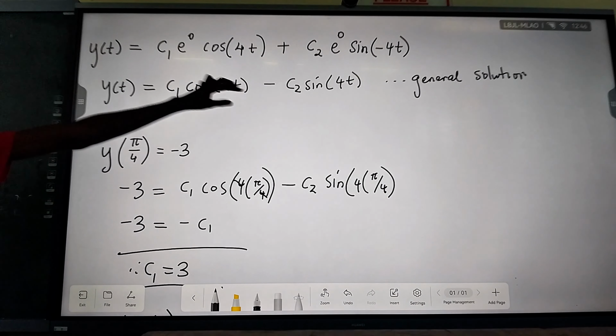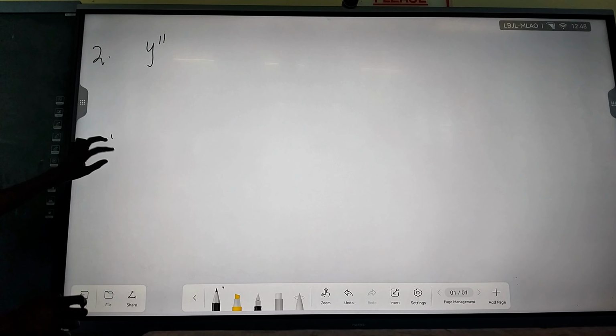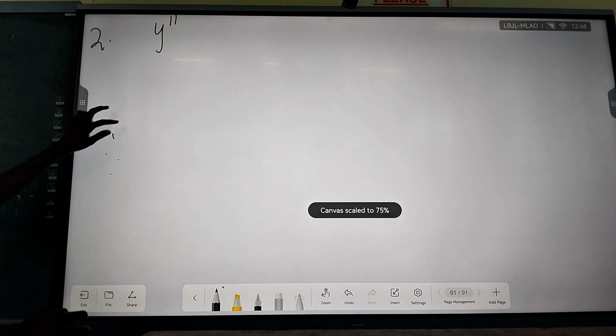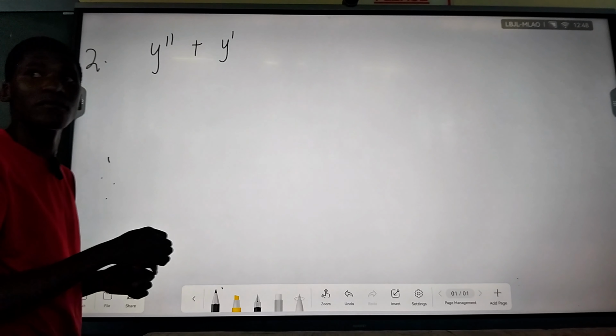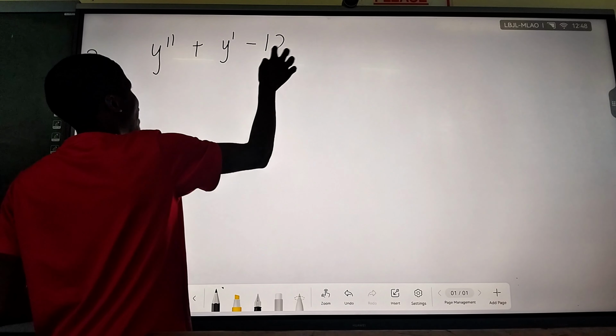Move on to another type of question. So I'm taking this from a 2024 paper or something like that. As 2023 noma 2024, something like that. So ngizothatha enye futhi homogeneous, which would be the last one. Y double prime plus y prime minus 12y.